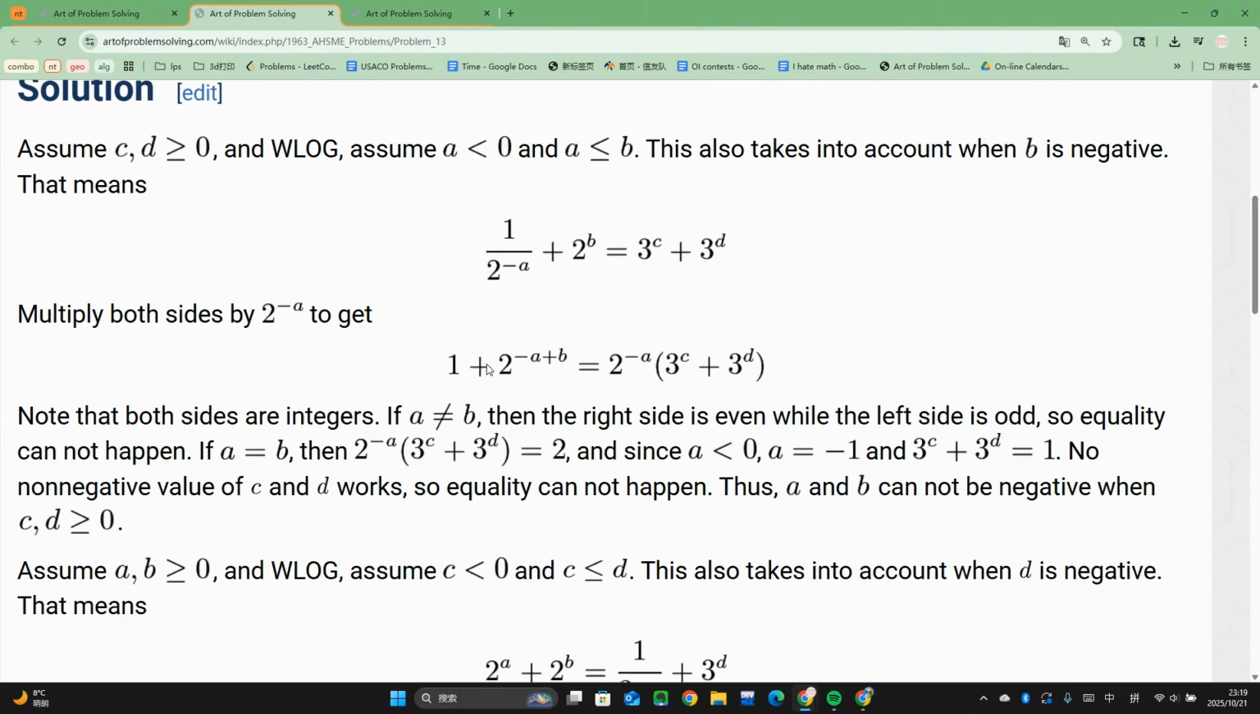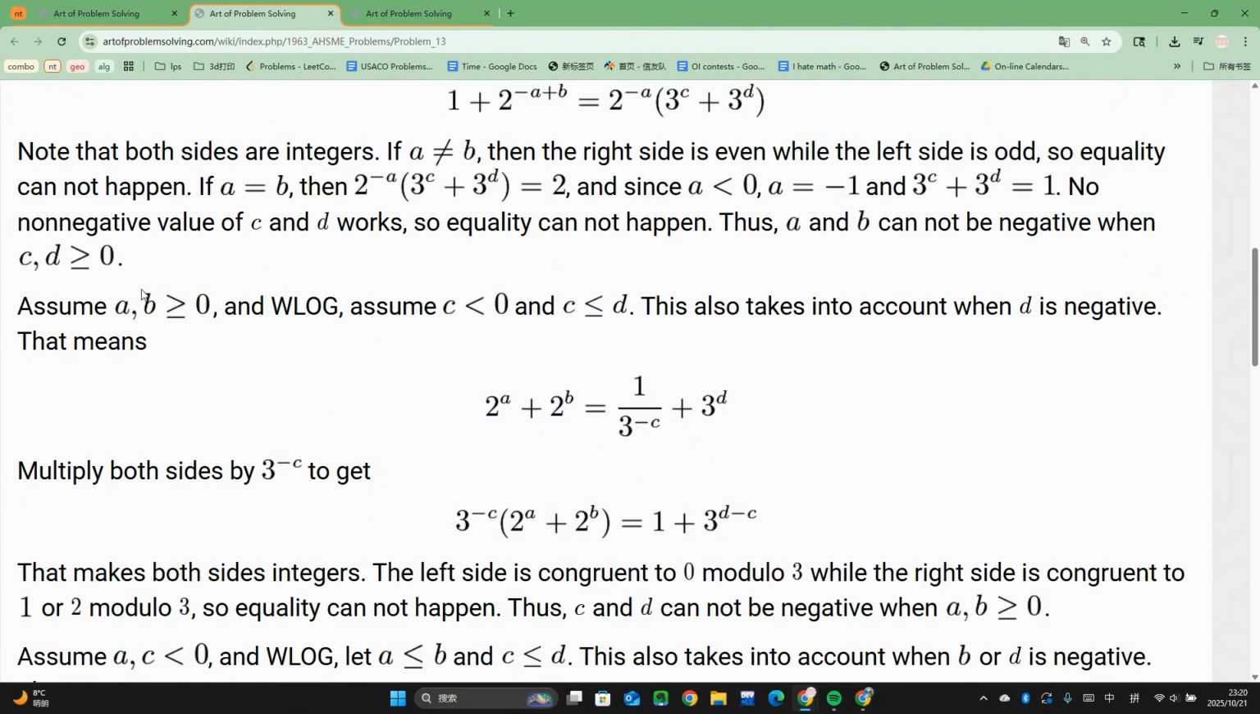And when a is not equal to b, no, I'm sorry. When a is indeed equal to b, there is no value of c and d that satisfies the equation, because 3 to the c plus 3 to the d has to be 1. That's not possible. So the first situation is impossible because of the different moduli we get. So that's the situation when a is possibly less than 0.